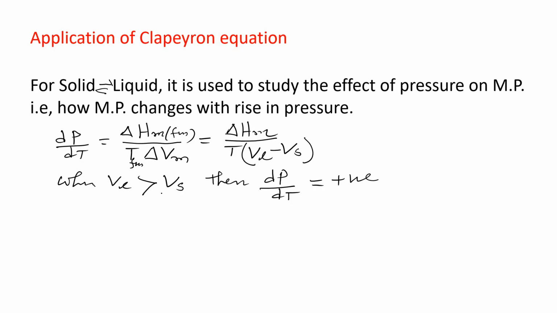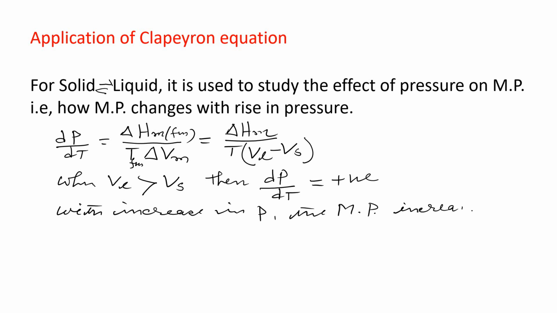So when VL is greater than Vs, then with increase in pressure, the melting point increases.